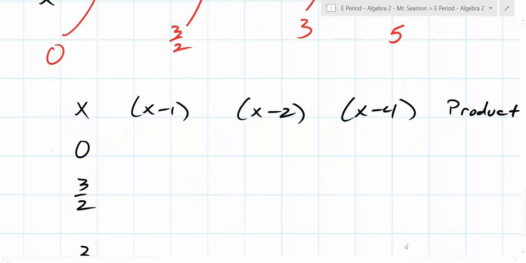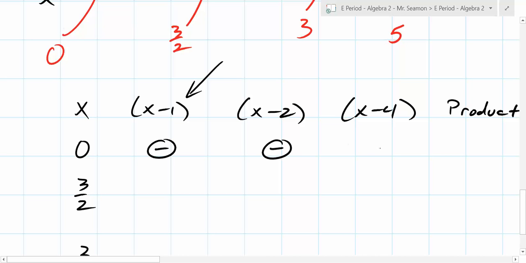Mar, stand up. What happens when you plug in 0 into there? Is it positive or negative? Negative. Plug 0 in it. And here it's negative. So when you multiply a negative times a negative times a negative, what do you get? A negative. Let's plug in 1.5. Is it positive or negative first? It's positive. What about here?